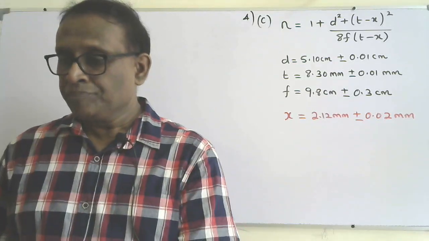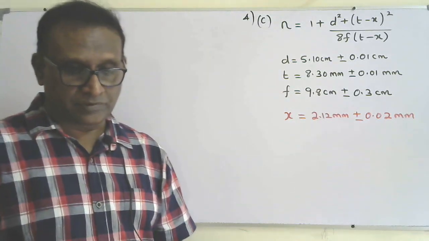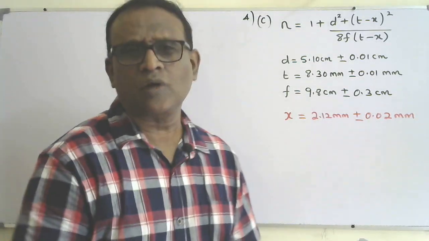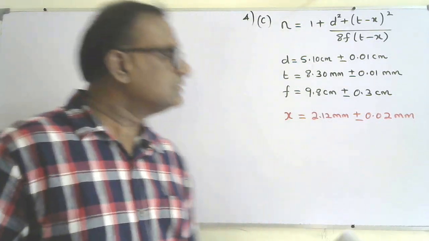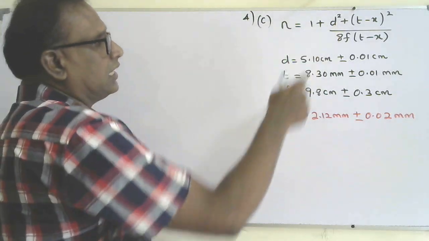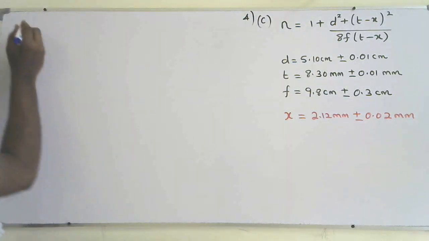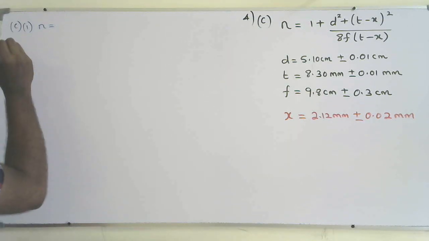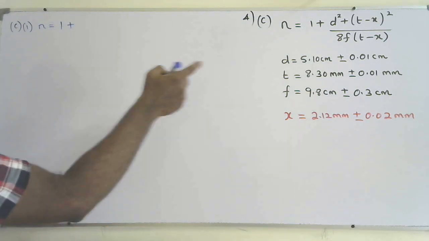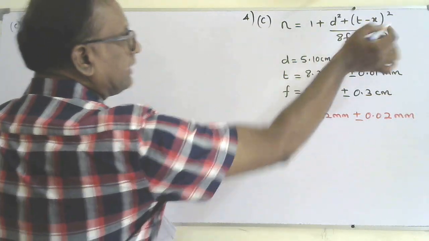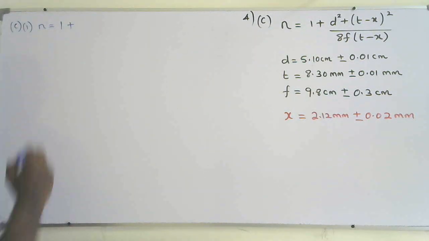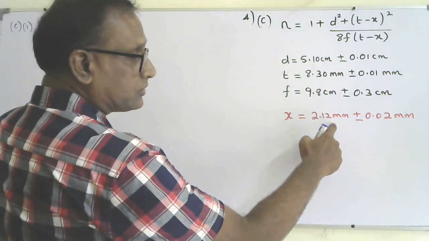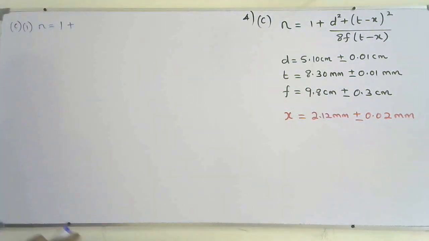The question is, C part first part, question number 4, C part first part. Determine a value of n. Normally we give it in 3 significant figures. Just substitute the values and you will get n. So I'll do the C part first part here. n is equal to 1 plus, substitute the values in this equation. So 5.10 we'll give in centimeter. This is given in millimeter. Careful, this is also in millimeter. We need to convert to centimeter when we substitute.